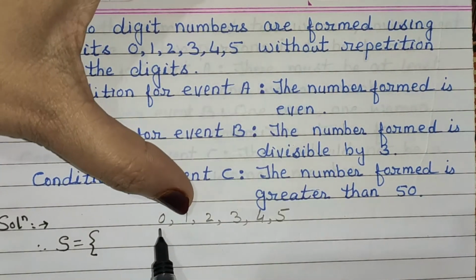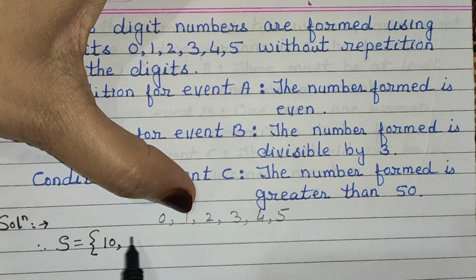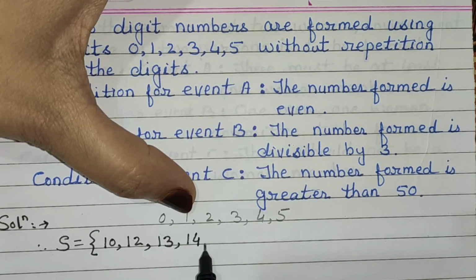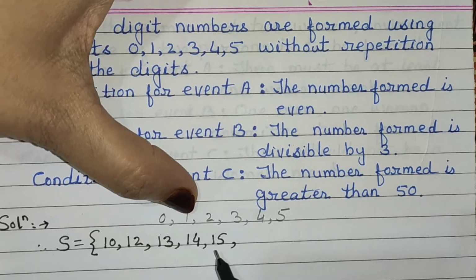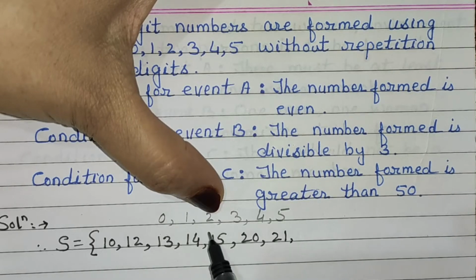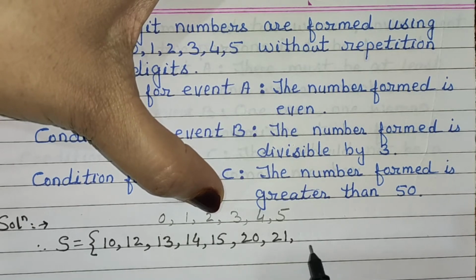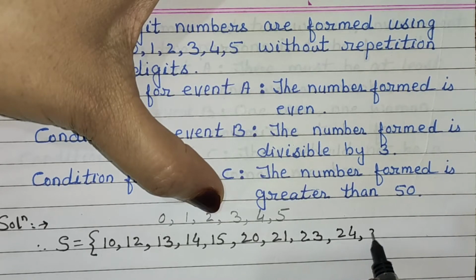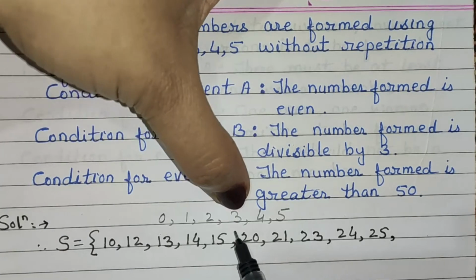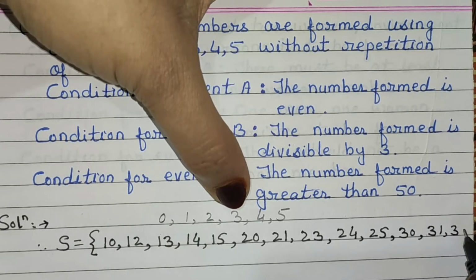Start from 1: 10. Now 11 is repetition of the digit. Now the next ones are 12, 13, 14, 15. Now we start from 2: 20, 21. Now 22 is repetition of the digit. Therefore, we don't write here. Now next ones are 23, 24, 25. Let's start from 3: 30, 31, 32.